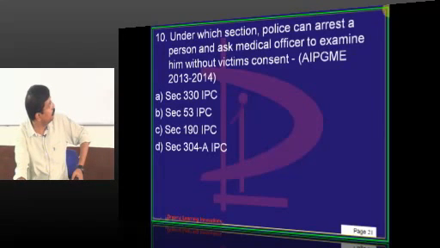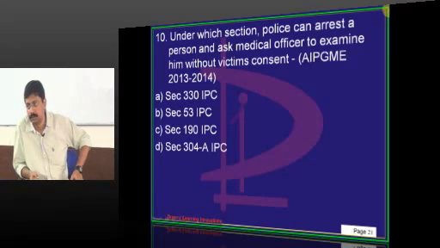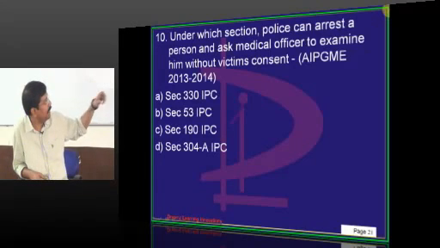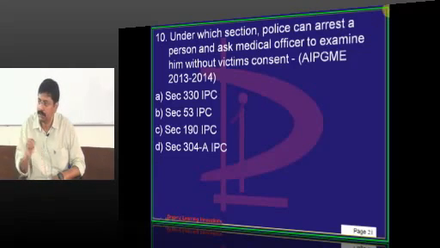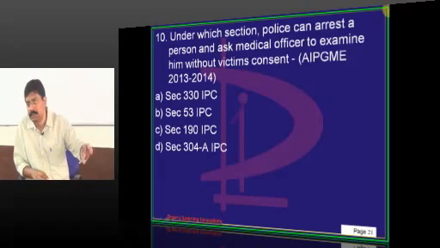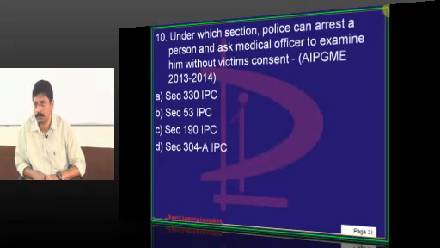Under which section can the police arrest a person and ask a medical officer to examine him without the victim's consent? Okay. Without the victim's consent, for example, a person has been arrested in a sexual offence case. The police will arrest him and ask the medical officer to examine him. Are you bound to take consent from that person? In each and every case of examination, you have to take the consent of the patient. But when the patient is an accused in some crime, are you going to take the consent or not?